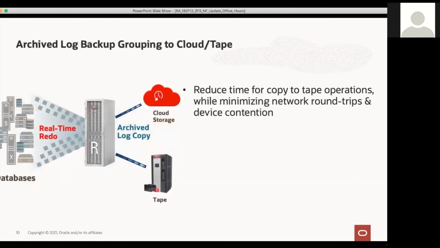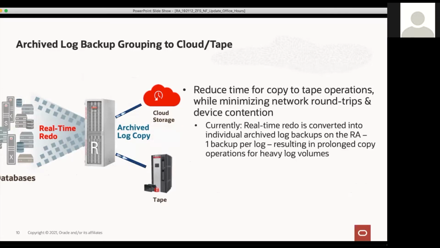All right, finally, I want to talk about archive log backup grouping to cloud and tape destinations. The intent of this capability is to reduce the time for copy to tape operations, minimizing network round trips, and especially device contention. Some of you might be using tape today for longer term retention needs from the RA.